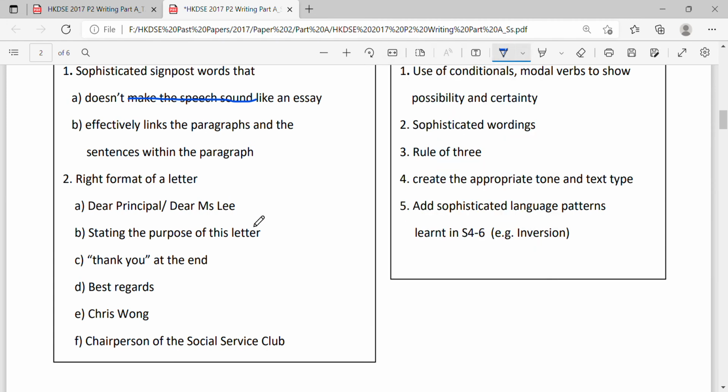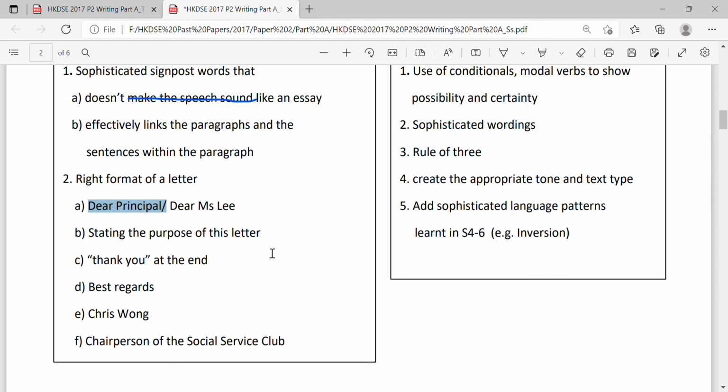Right format of the letter would be you start with Dear Principal or Dear Miss Lee. I personally would prefer Dear Principal, because you're not really good friends with Miss Lee, okay? Unless Miss Lee used to be your teacher and then she got promoted to be the principal, maybe it's acceptable because you two know each other. Then you can say Miss Lee. Otherwise, Dear Principal. And you never know how strict the marker is. Maybe the marker will think, oh, this is, you know, like the proper way should be Dear Principal because you're making a formal request.